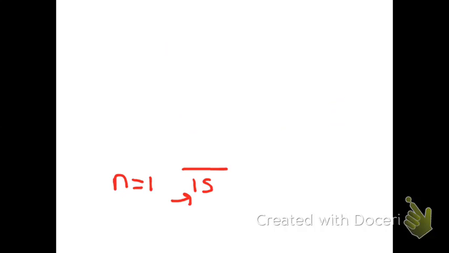In the second shell, which again is n equals 2, that contains a 2s orbital. Now, the 2s, again, the 2 just represents that we have an s orbital in the second energy shell. So that's what this 2 represents, an s orbital in the second energy shell.